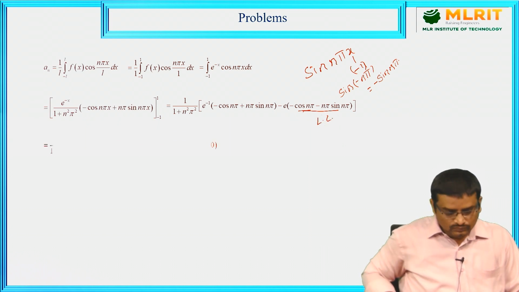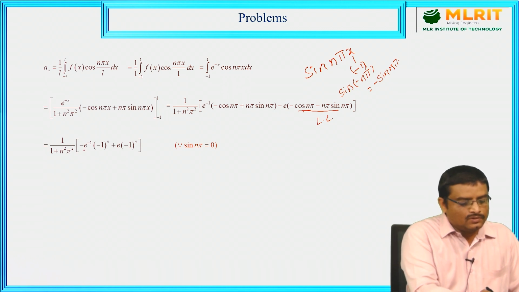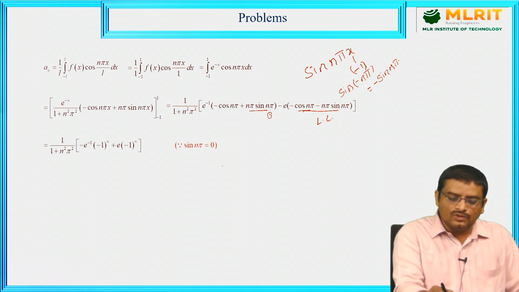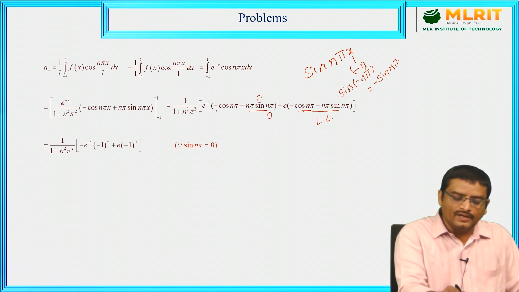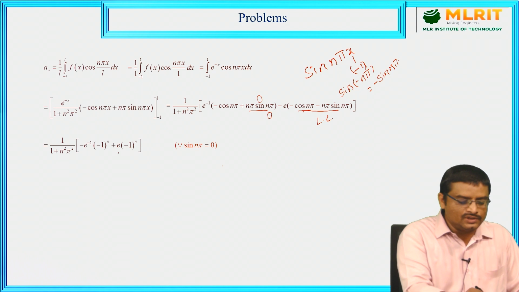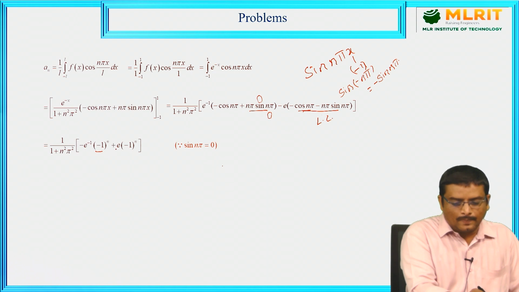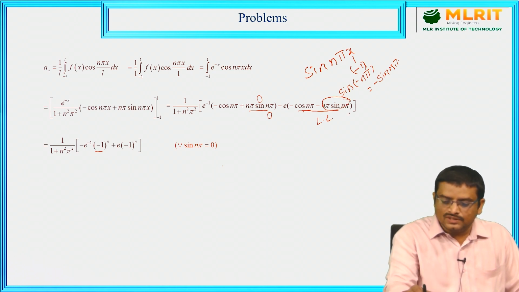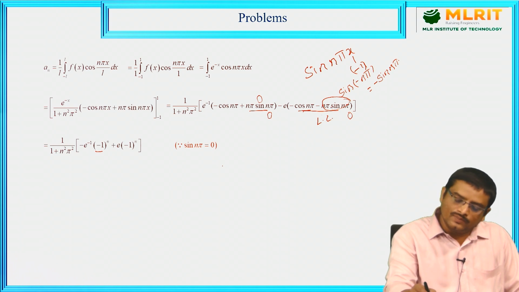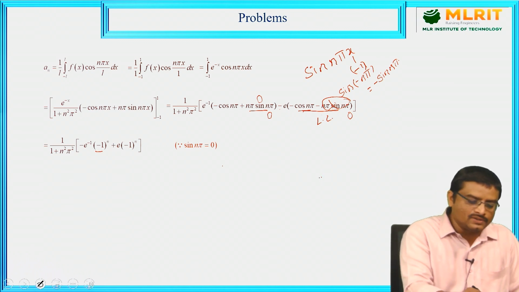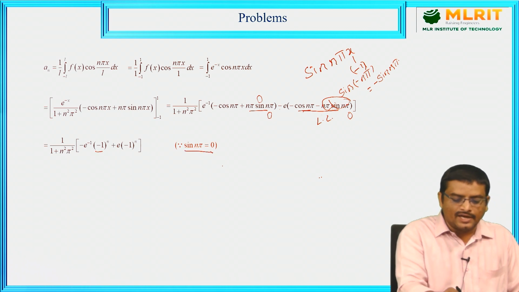Now take this e power. Sin n pi is equal to 0, 0 into anything equal to 0, so this term becomes 0, and the remaining term is minus cos n pi into e power 1. Cos n pi we can take as minus 1 whole to the power of n. Similarly this term becomes 0 because sin n pi is 0, 0 into n pi is 0, so we can neglect this second term. Here minus into minus gives plus e into cos n pi, which we can take as minus 1 whole to the power of n because sin n pi is 0.